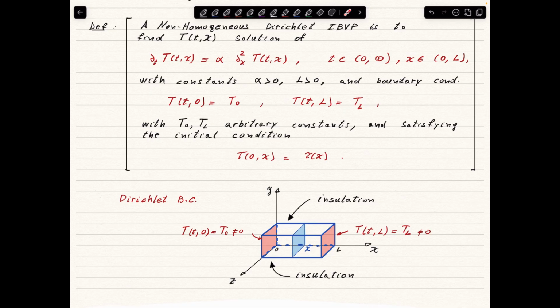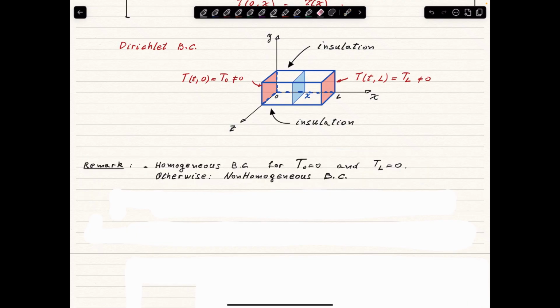So this is a one space dimensional problem, and now we are putting Dirichlet boundary conditions on this side of the bar and on this other side of the bar. That is, we fix the temperature at x equals 0 and x equals L for all times to be T0 and TL, which are not necessarily 0. The non-homogeneous part comes because these two constants could be non-zero. The boundary conditions are homogeneous when the constants are 0, otherwise they are non-homogeneous boundary conditions.